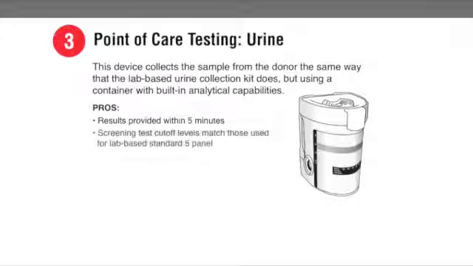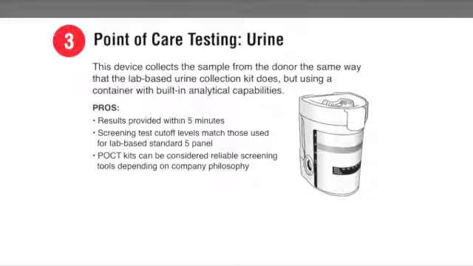The screening test cutoff levels match those used for lab-based testing for the standard 5 panel, and POCT kits can be considered reliable screening tools depending on company philosophy. Unfortunately, though, a urine POCT screen cannot be used to confirm a positive result. A lab confirmation test is required if the POCT screen test is non-negative.